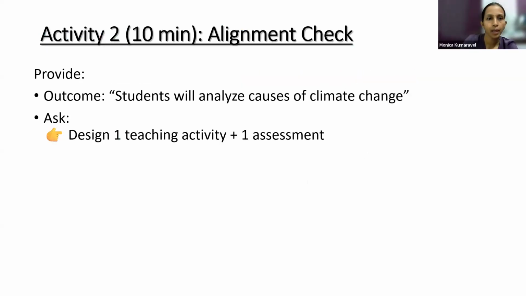Okay. Now I have an activity for you all. Here the students will analyze the causes of climate change. This is a science-based assessment I'm giving you. You have to design one teaching activity for analyzing the causes of climate change, and you need to design one authentic assessment. And also check your alignment. What are the three alignments we learned? Outcome, teaching, and assessment. All these should align with the causes of climate change. Please design this and tell me. I'll give you 1 minute to discuss.